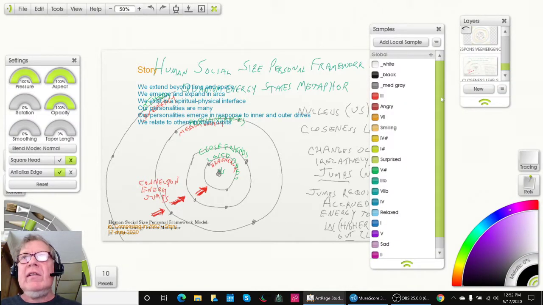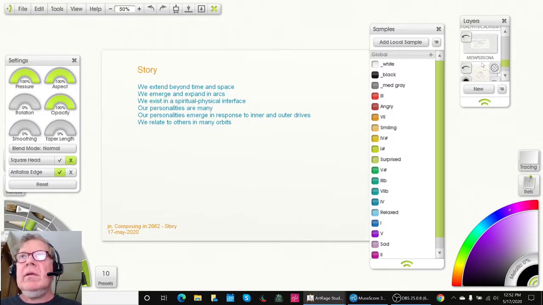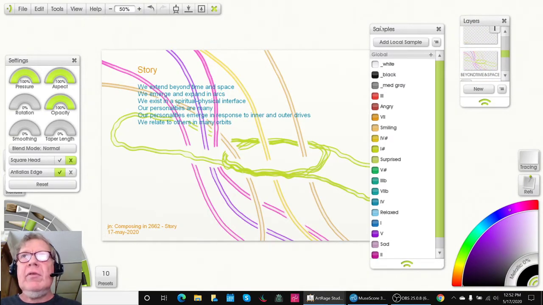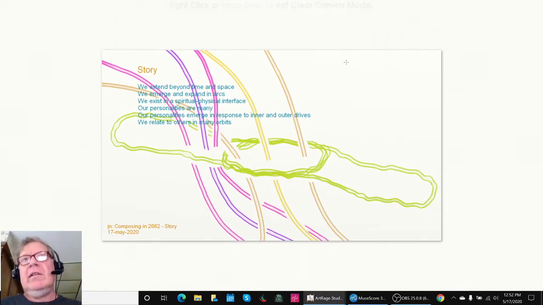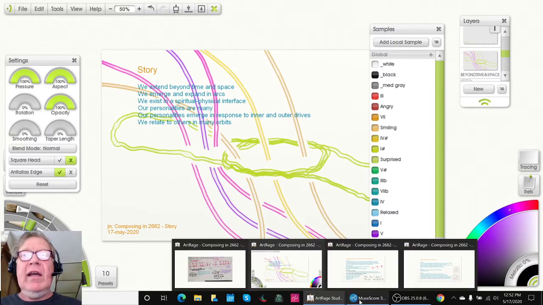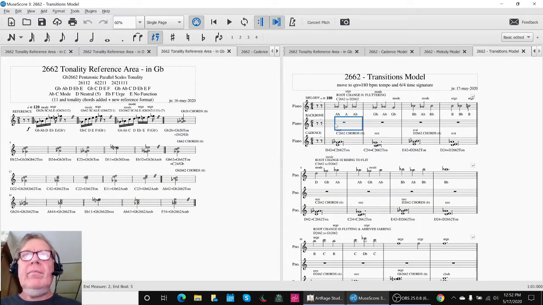So those are some of the concept pictures that are in the background of using this as our selected summary picture. We extend beyond time and space. We emerge and expand in arcs. We exist in a spiritual physical interface. Our personalities are many. Our personalities emerge in response to inner and outer drives. We relate to others in many orbits. So our task now becomes constructing that.